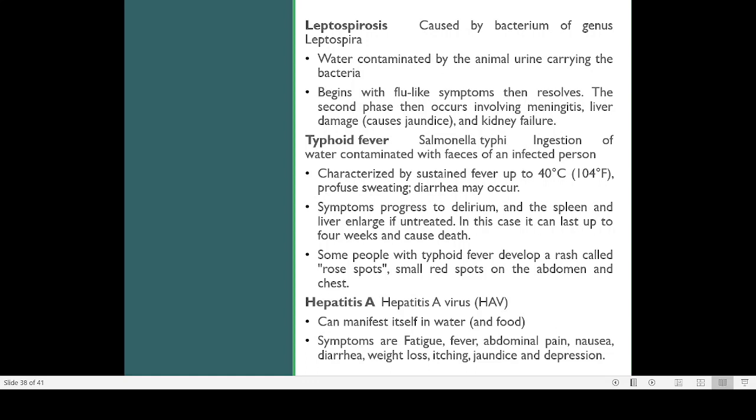So typhoid can also attack two organs in your body: the liver as well as the spleen. The spleen is the organ responsible for protection of the blood as well as destruction of blood cells. And in this case, it can last 4 weeks and cause death. So here you can see the typhoid.